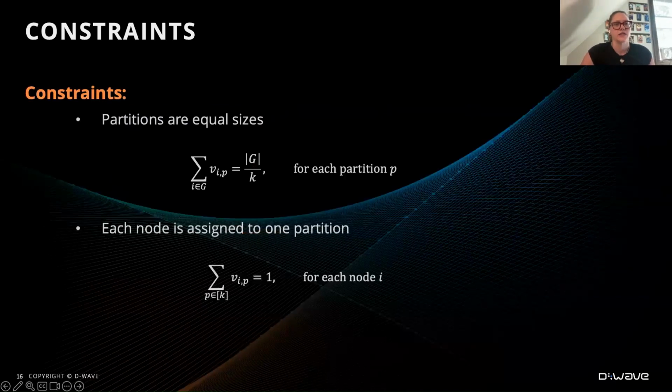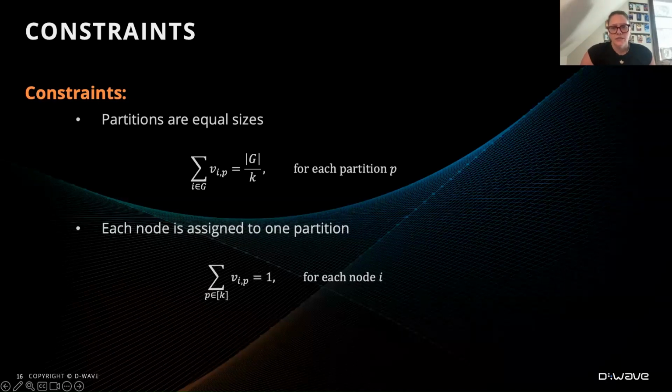Okay, so our constraint equations are going to look like this, where for each partition, for each computer, we sum up all the variables associated with that computer, and we want that to equal the number of tasks divided by the total number of computers that we have. So that's looking across a row. And then each node assigned to one partition, that's going to look down a column. We want for each task to add up all the variables associated with that task, and we want that value to equal 1.